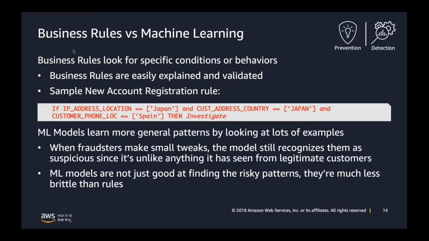So just to dive deeper, we spoke about business rules versus machine learning. I just want to give another example here. You can see it says if the IP address location is Japan and the customer address country is Japan, but the customer phone location is Spain, then take it out of that typical workflow and investigate: is this an actual transaction or is it not? The issue with these rules, again, is that bad actors can easily start getting around these rules, and then you're going to have to create new rules to keep trying to meet the bad actors and prevent them from taking these abusive actions.